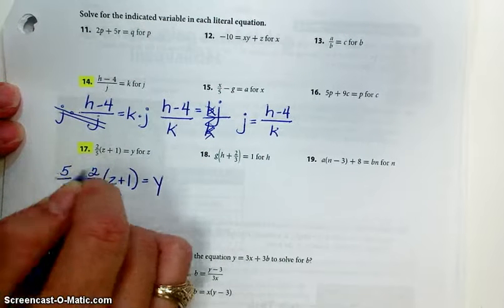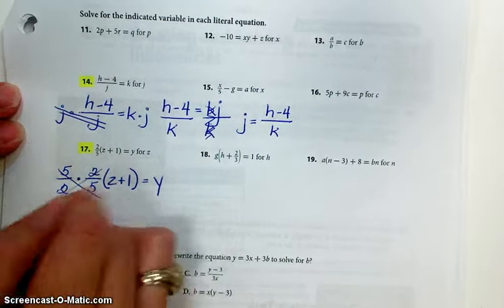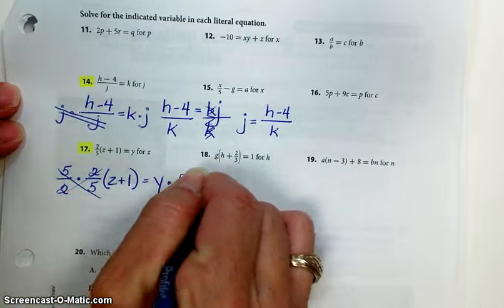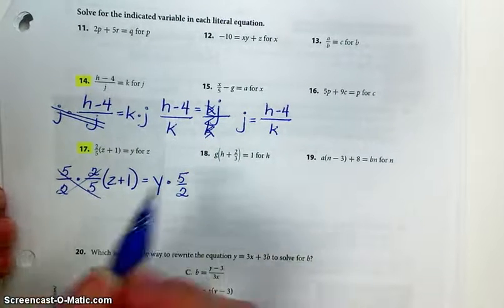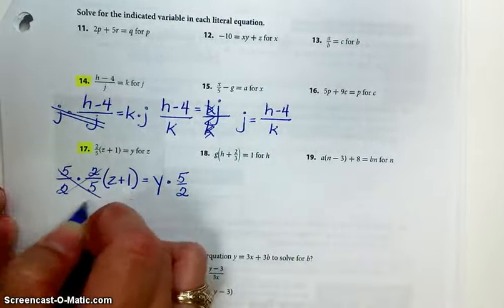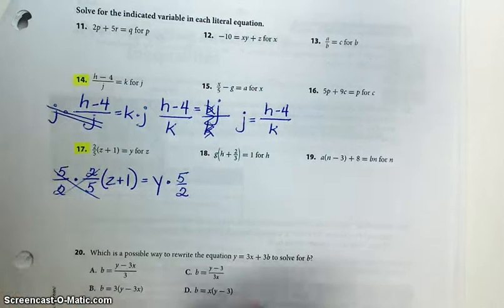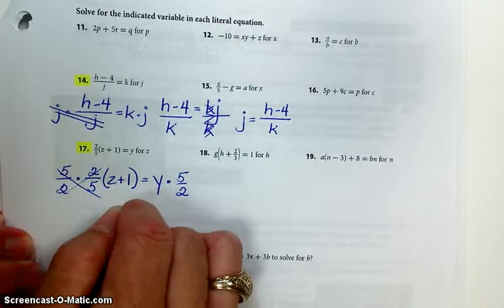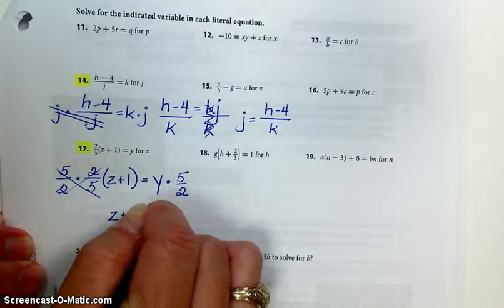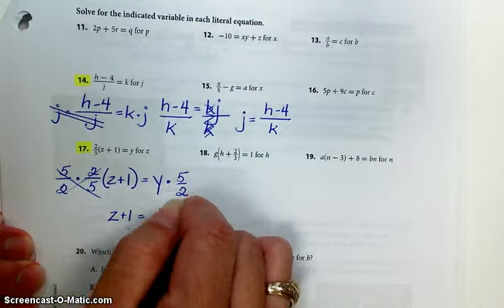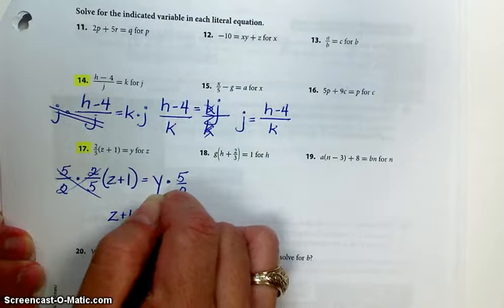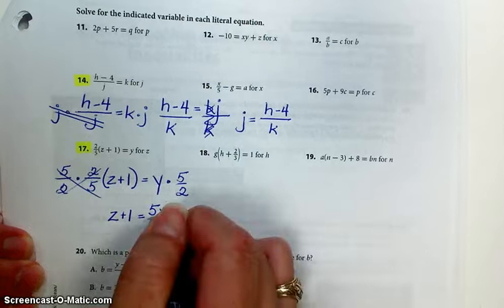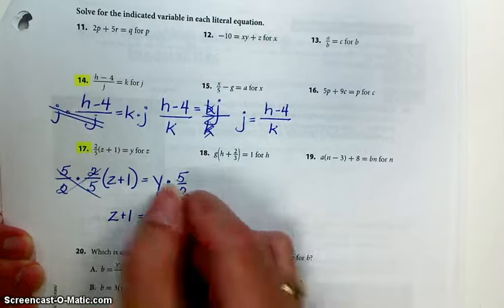Notice that I get 10 over 10, so all of this cancels. I just have to make sure I remember to multiply by 5/2 over here. And remember, guys, that's the same as me saying divided by 2/5. Dividing by 2/5 is the same as multiplying by 5/2. All right, so after that one step, I have z plus 1 equals y, and I could just say 5y over 2, because that's 5/2 times y.